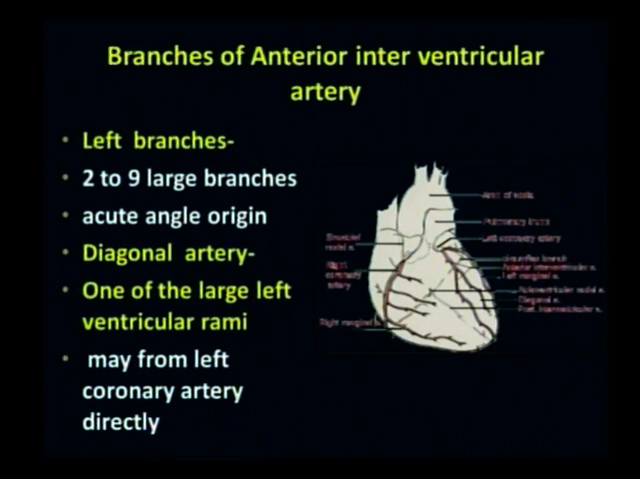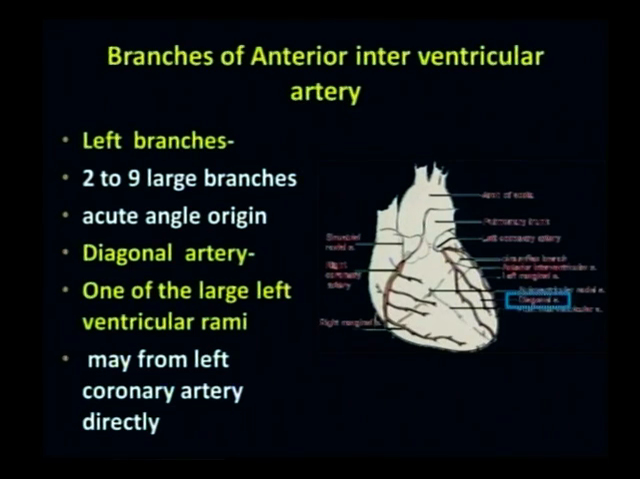One of the important branches is the diagonal artery. In this picture, you can see the diagonal artery, which is one of the large ventricular rami. Sometimes this diagonal artery may arise from the left coronary artery. Then the left coronary artery will appear as if it has trifurcated into the anterior interventricular branch, the diagonal, and the left circumflex branch. So, till now we have seen the branches of the left coronary. The first branch, the anterior interventricular branch, we have finished. Now, we are going to see the next branch, the circumflex artery.